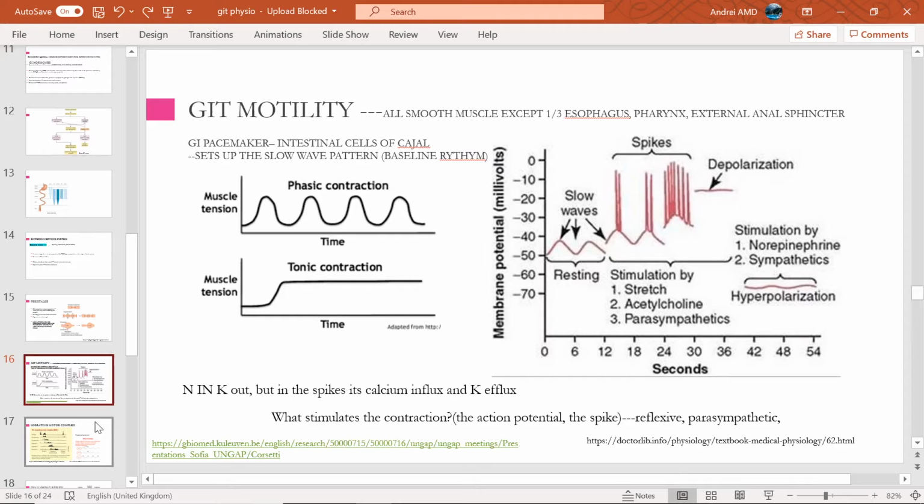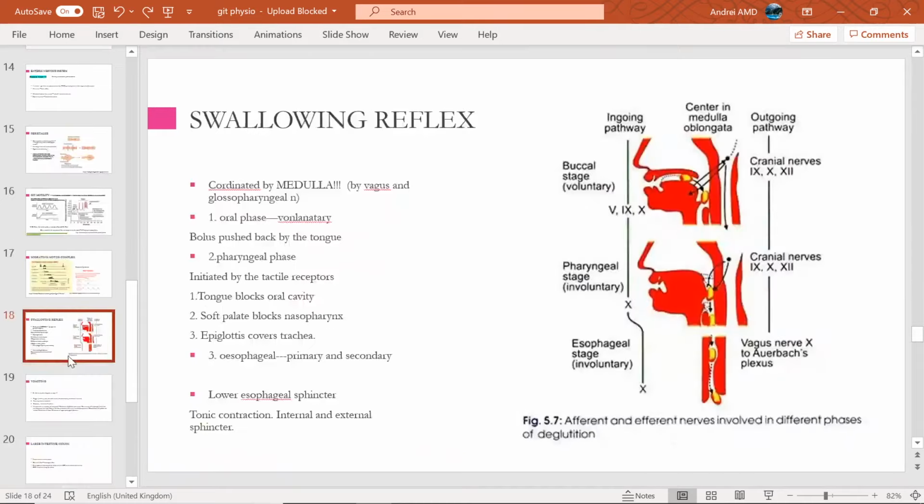Yeah. And how is it coordinated? It is coordinated by nerves that are innervating the muscles, and it all comes from this swallowing center in the medulla oblongata. Yeah. And you've got to think that the trachea is right in front of the esophagus. So you don't want food in your trachea.